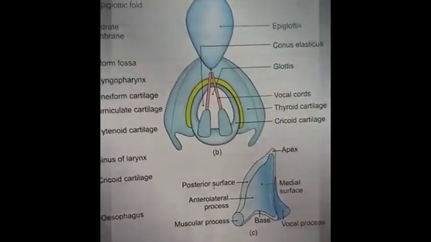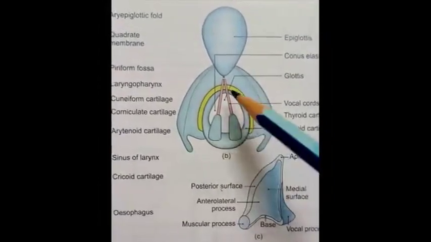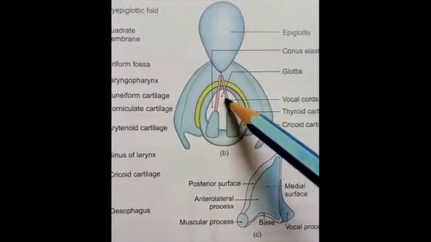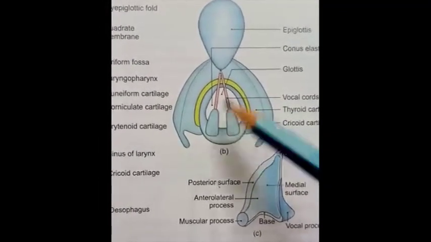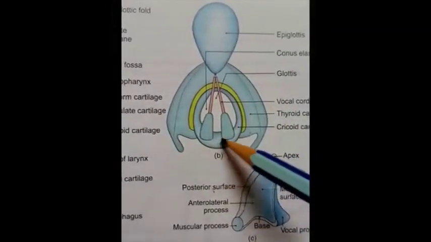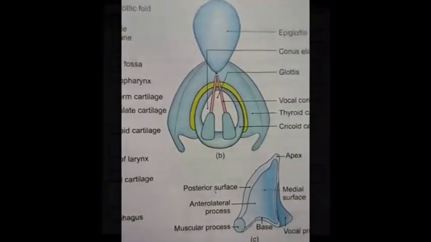So the cricoarytenoid joint helps in adduction or abduction of the vocal cords during speech and breathing. It also helps in the gliding movements of cartilages in different directions.